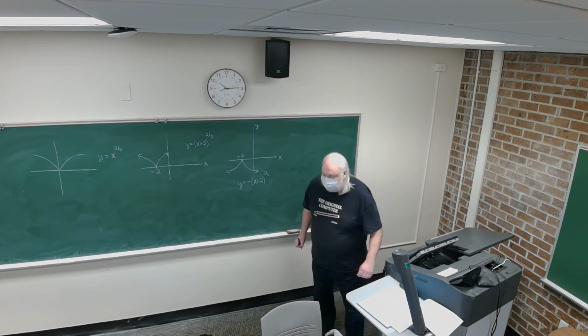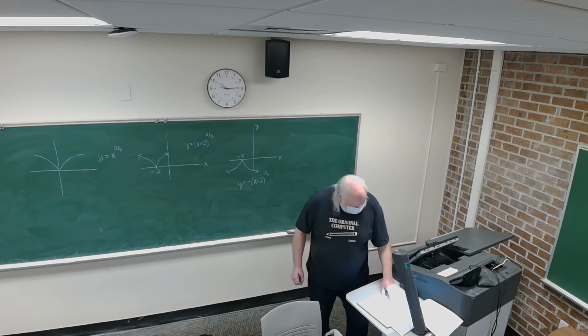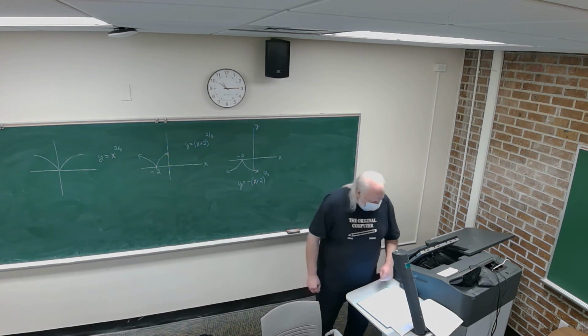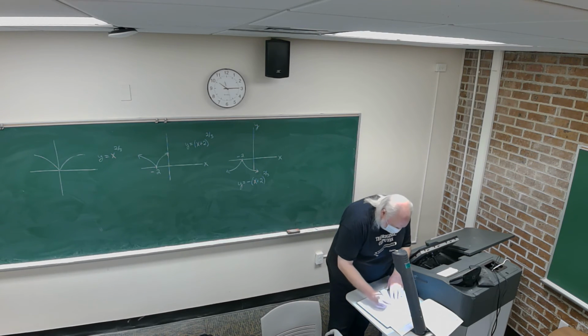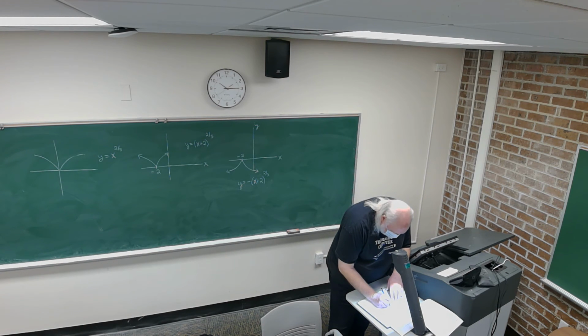Okay. And now we're going to perform a series of transformations on that so we can get the graph of y equals the square root of 3 minus x. So we start off with y equals square root of x. Now if I replace x with x plus 3, that shifts the graph to the left 3 units, right?